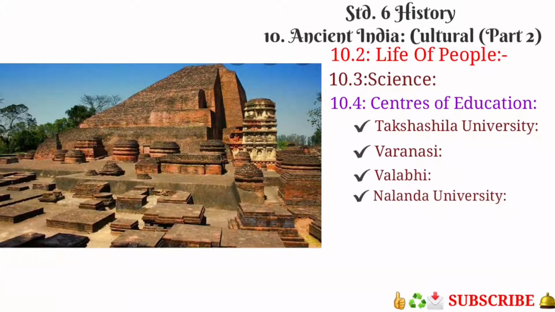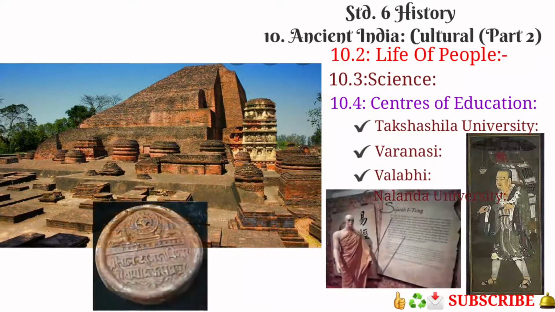The remains of the ancient Nalanda University can be found near today's Patna city in Bihar. Emperor Harshvardhana made generous donations to this university. According to the descriptions of Yuan Chwang and Itsing, Nalanda University could accommodate thousands of students.